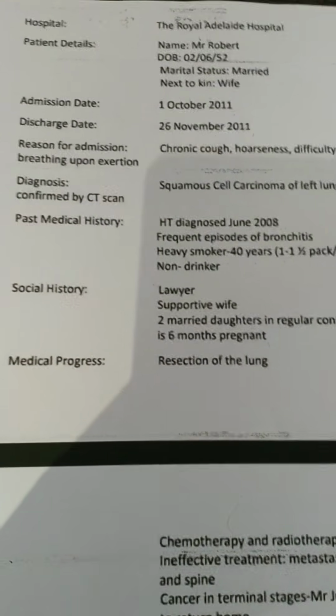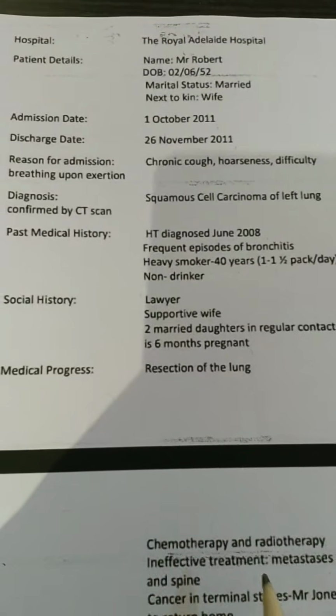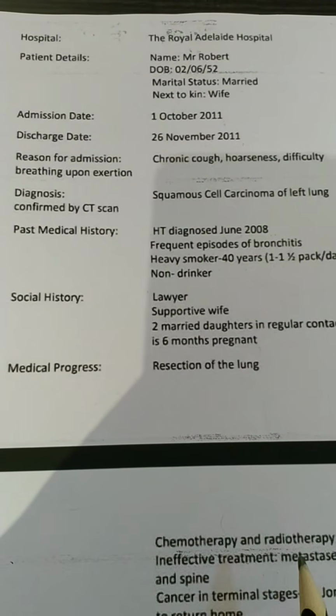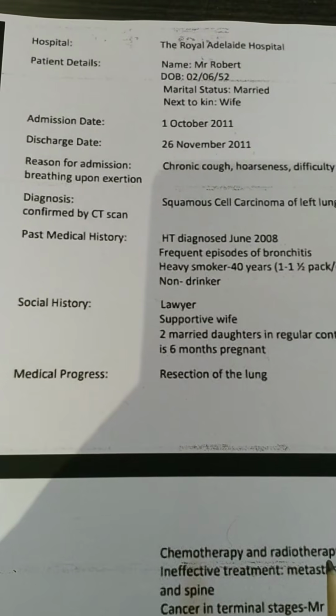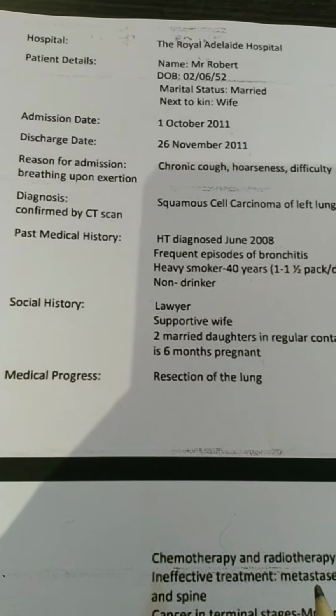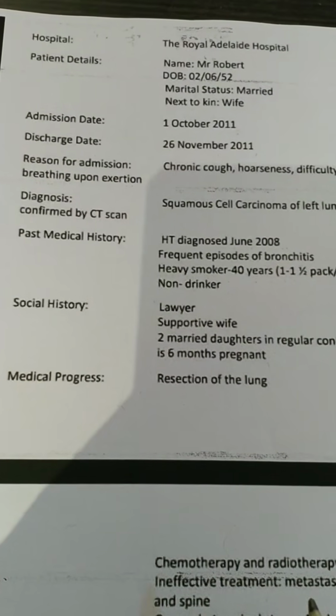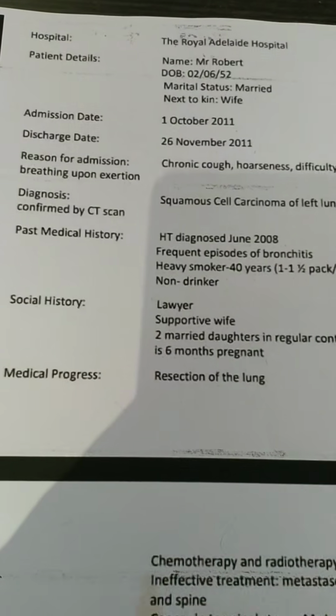Then the reference. Mr. Robert, comma. Here only the date of birth is given, so we can write that one. DOB, colon, then 2nd June 1952, or we can write it like this also: 02/06/52.